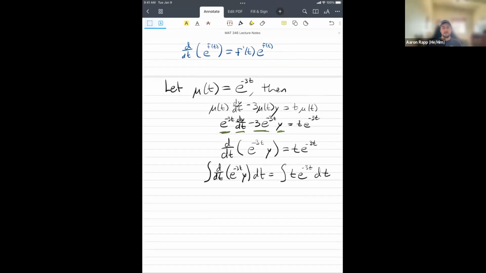Now that we have that fixed and I'm looking at these two integrals, which one of those two is probably going to be easier to do? Left-hand side or right-hand side of the equation? Left hand. Yeah, left-hand side, right? Taking the antiderivative of a derivative, they cancel each other out, just leaving me with that e to the negative 3t times y.